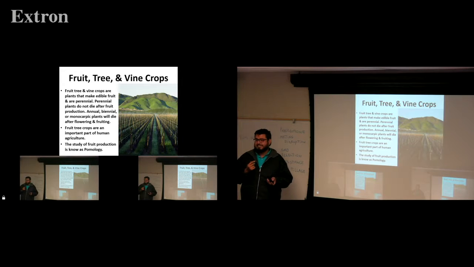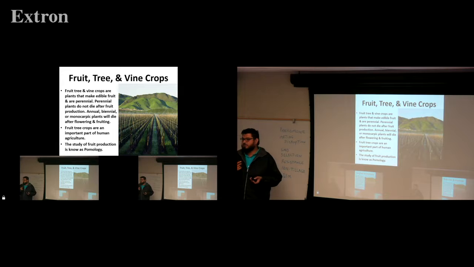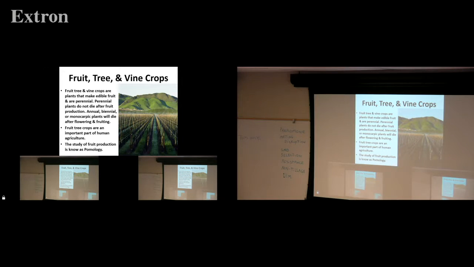Fruits have seeds in them. So fruit crops have a seed inside them. A vegetable is a leaf, root, or stem. That will be on your quiz, that question. And that makes a big difference between how we grow these crops.